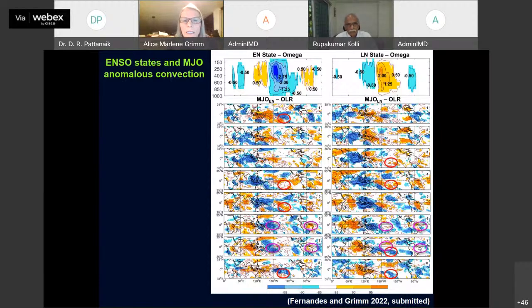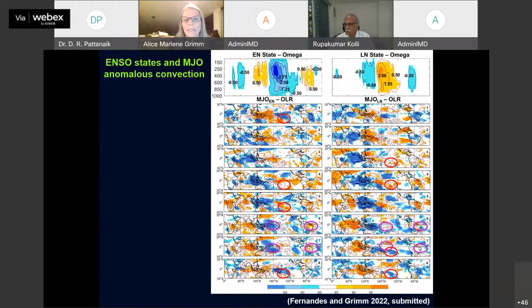Here in phases 5 and 6, during El Nino, we have a propagation of this enhanced convection across the dateline, whereas in La Nina, it doesn't happen. The convection propagates only in the subtropics, but during El Nino, it propagates across the dateline and is very enhanced here in phases 8 and 1.